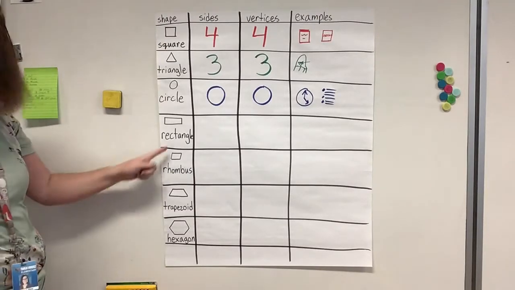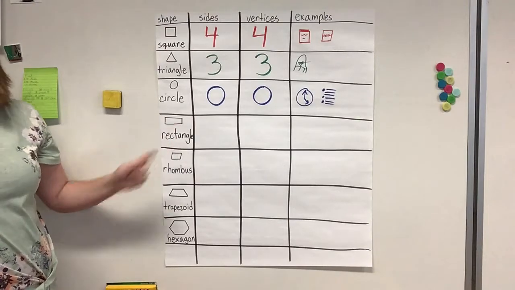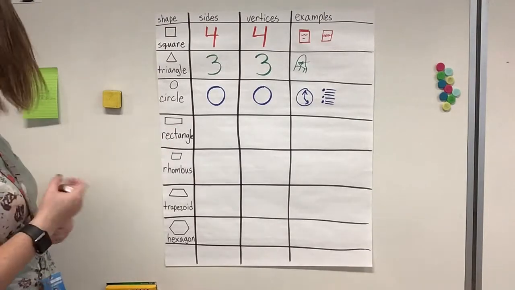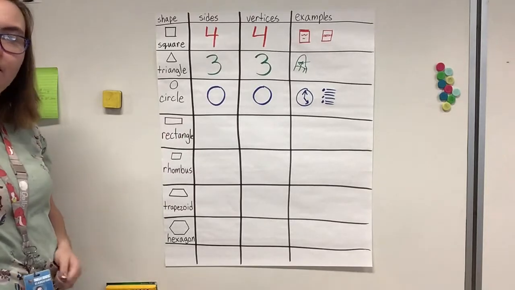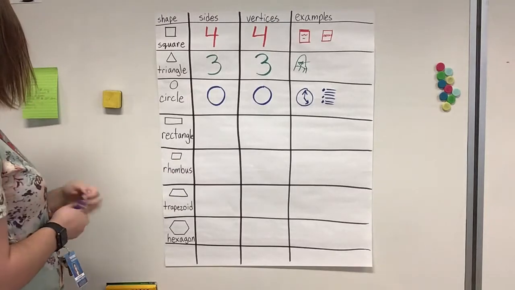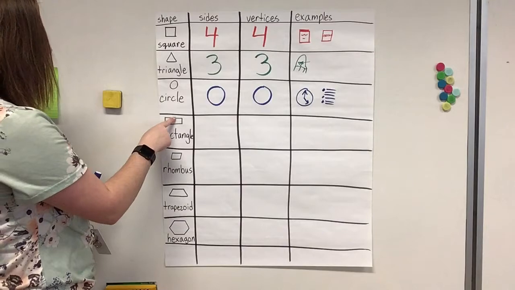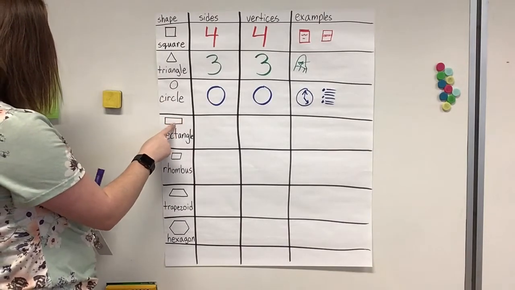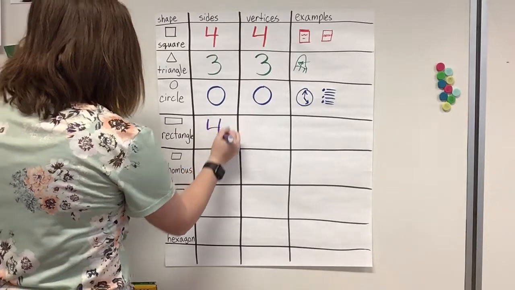What is our next shape? Anybody know this one? A rectangle. Nice job. Rectangle. Now we're going to count how many straight lines we have for sides. How many sides do we have? Let's count. 1, 2, 3, 4. There are 4 sides. Nice job.